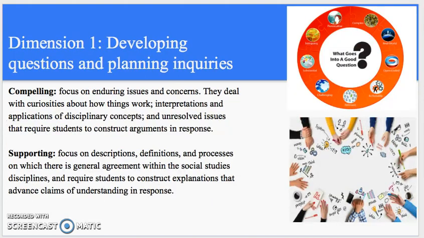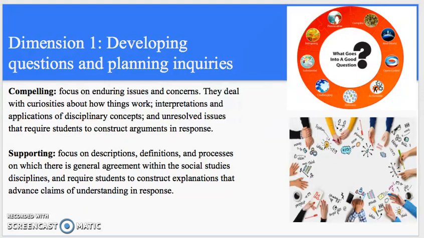So dimension 1 has to do with developing questions and planning inquiries. It asks the teacher to create a pertinent, insightful, engaging question that can really provoke the interest of your student and really spark their curiosity as well. And hopefully that question will allow them to draw parallels between the question and how it affects their own life in the community around them.